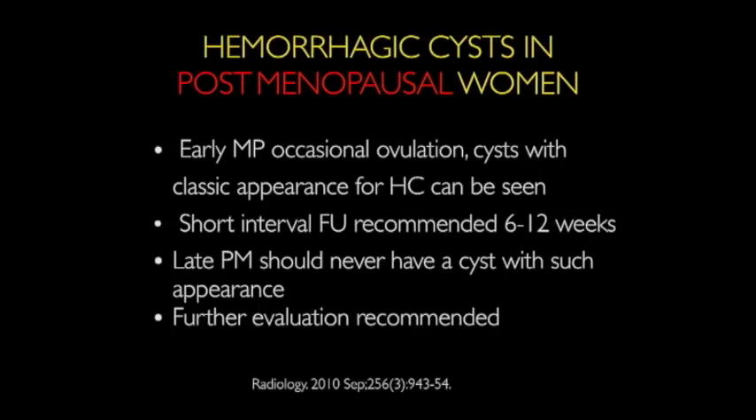Now, what is very important is if you see something in a postmenopausal patient, and you can also see hemorrhagic cyst in perimenopausal patients, because they can occasionally ovulate, and those you should definitely follow up short term, such as 6 to 12 weeks, to make sure that this is not a mass or something that would mimic something else.